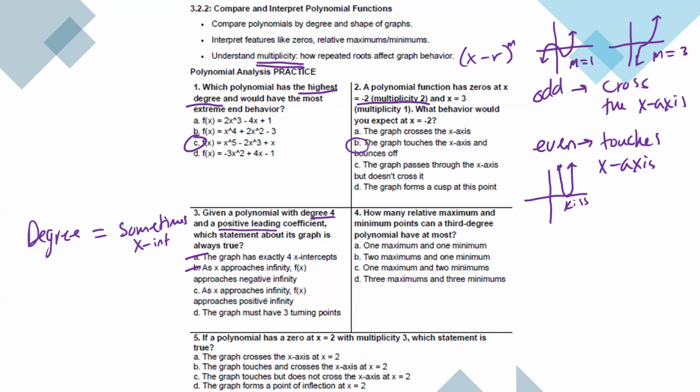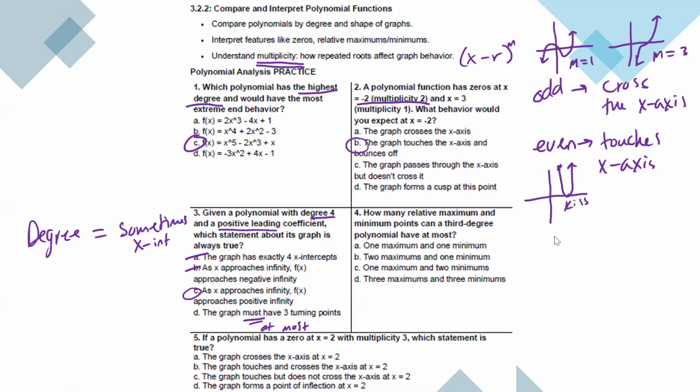That's going to be always true, right? If I'm even and happy, I'm going to go to infinity. And then the last thing is it must have 3 turning points. Must is the problem. It can have at most 3 turning points. Okay. And I'm going to show you an example of why these may not always be true.